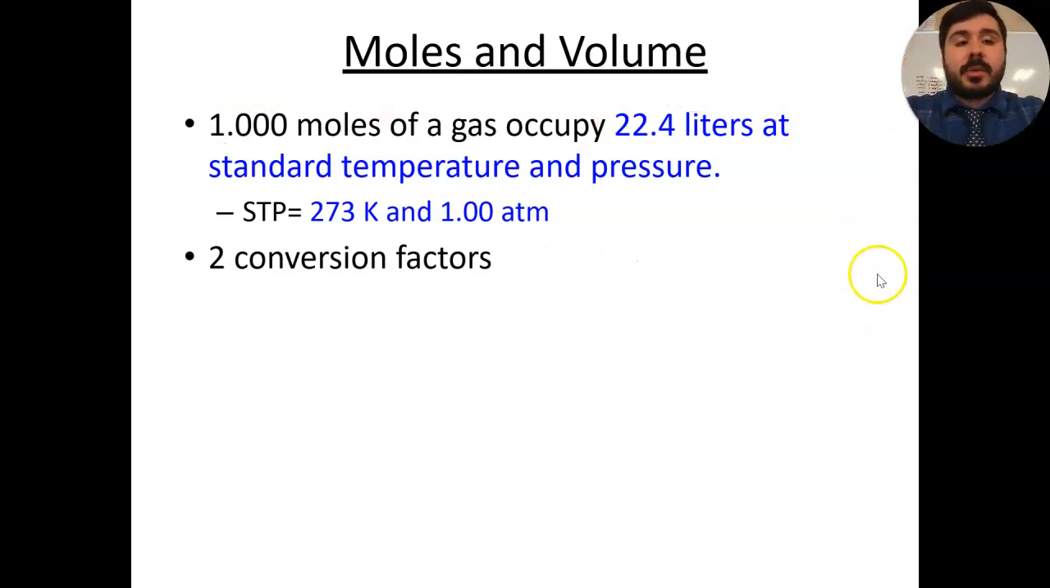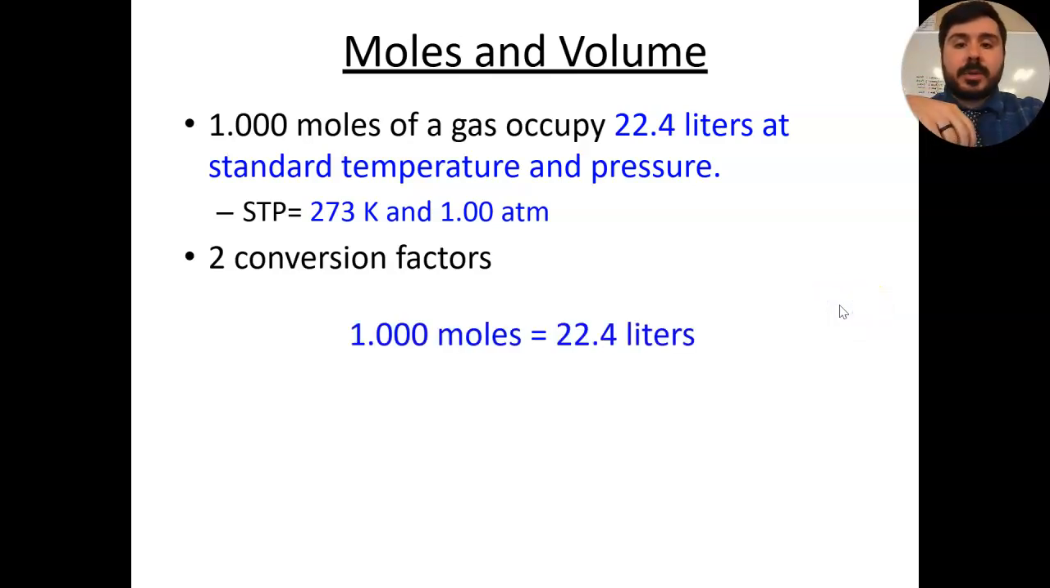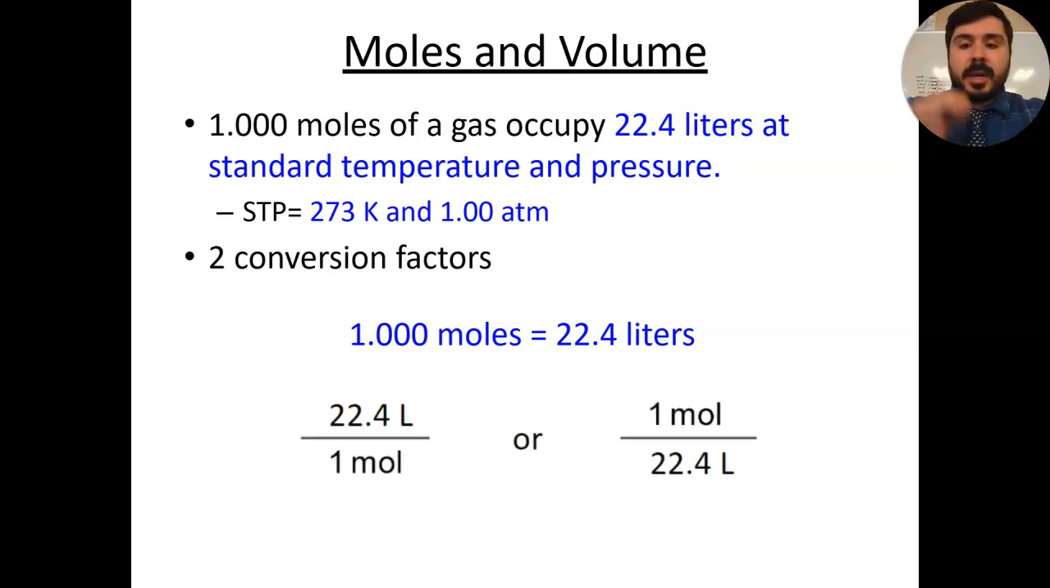Now, of course, we take those two things, that unit equality, to create our two conversion factors, right? So here again is our unit equality of 1.000 moles and 22.4 liters. And we just take those two measurements and create a fraction of them, right? Putting 1 in the numerator, 1 in the denominator, and then swapping for the second one, right? So our first one here would be on the left, 22.4 liters in the numerator with 1 mole in the denominator. And in order to get our second one, we swap those positions to have 1 mole in the numerator and 22.4 liters in the denominator.